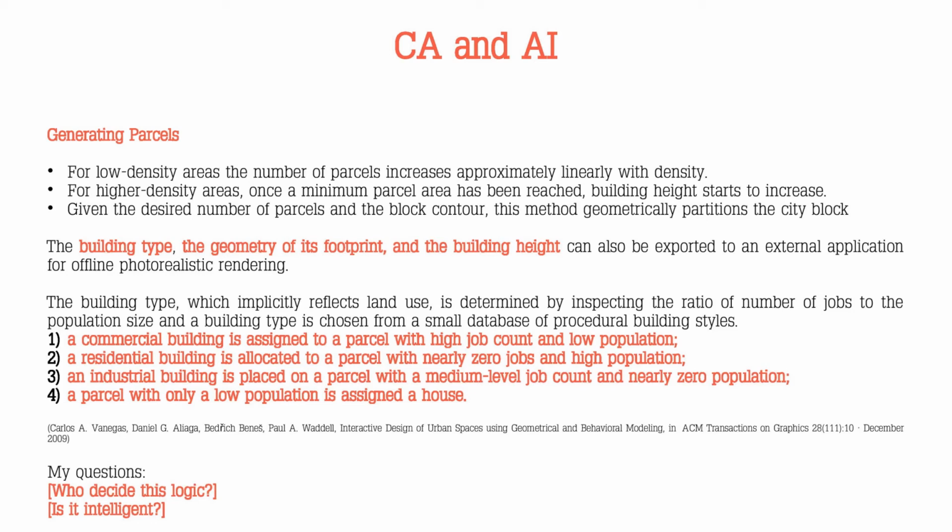Now, this is not important, it is just one experiment. The important point is how can we determine which one is the rule of parcel generator in case of low density and high density. But we can also include the building type, the geometry of the footprint, the height of the building, but in theory also the style, the envelope of a building.